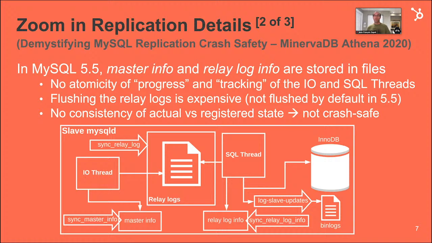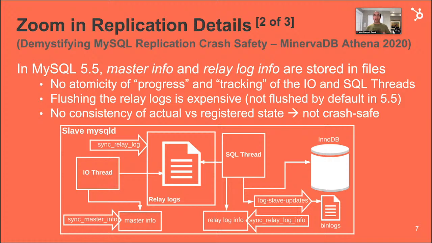So in MySQL 5.5, master info and relay log info are files. In the diagram, you can see on the left the master info and relay log info files. When the SQL thread makes progress, the transaction commits in InnoDB and it writes to the file, but this is not atomic. So the SQL thread is not able to track its progress in an atomic way. For the IO thread, it is sending some transactions and writing the info at the same time. Also, the IO thread will not flush every time.